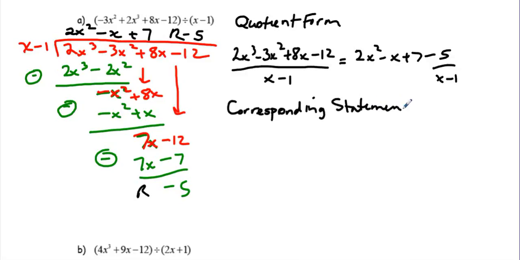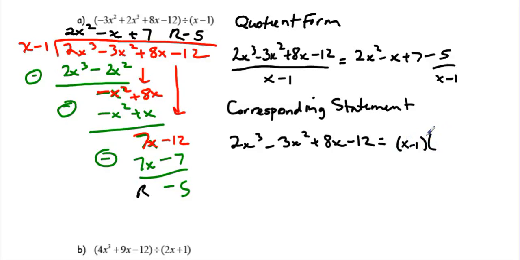Corresponding statement is we just start with our polynomial function, which in this case was 2x cubed minus 3x squared plus 8x minus 12 equals our divisor, x minus 1, times our quotient, which is 2x squared minus x plus 7, plus our remainder, in this case, minus 5. So if I expanded that out, FOILed it out, and then subtracted 5, I would end up with my original polynomial.